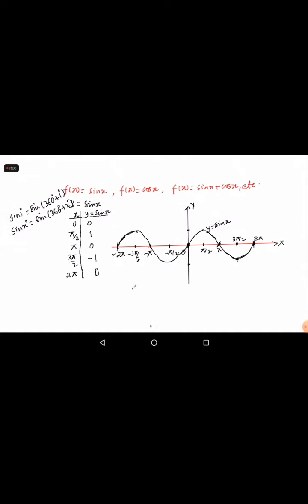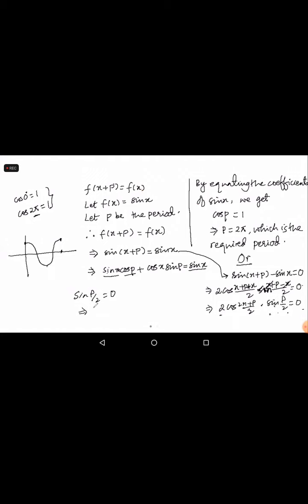So the value of sin is 0 at 180 degrees. Then we get sin B/2 is equal to sin 180 degrees, which is sin π. Sin B/2 is equal to sin π implies B/2 is equal to π, which gives B is equal to 2π. So this is the period of the function f(x) is equal to sin x.